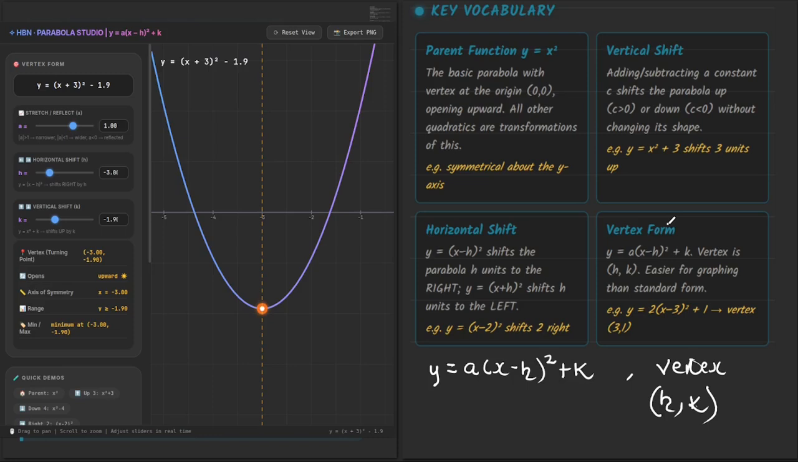Just as we can straight away tell the gradient of a line when we take a straight line, or the y-intercept when we take a straight line, the same way, if you write a function in this form, you can easily tell its vertex. And it is very, very good for graphing than the standard form.